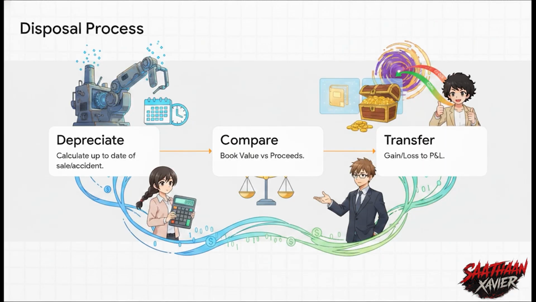Okay, what about when an asset is sold, scrapped, or even completely destroyed? It's leaving the business, so you need to clear it from your books safely without messing everything up. Always follow these 3 exact steps. Step 1, calculate the depreciation right up to the exact date of the sale or the accident. Step 2, find your newly updated book value and compare it to whatever cash you received from the buyer or maybe the insurance company. Step 3, the difference between those two numbers is your final gain or loss, and that gets transferred straight over to the profit and loss account.